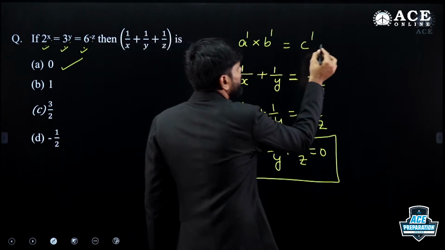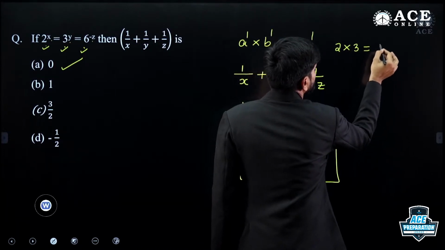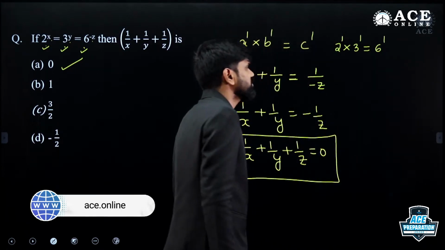So the only thing you have to do here is first you establish the relation. What is the relation you have? So base is 2 and 3. So 2 into 3 is equal to 6. Some relation like that is there. That is 2 power 1 into 3 power 1 equal to 6 power 1.